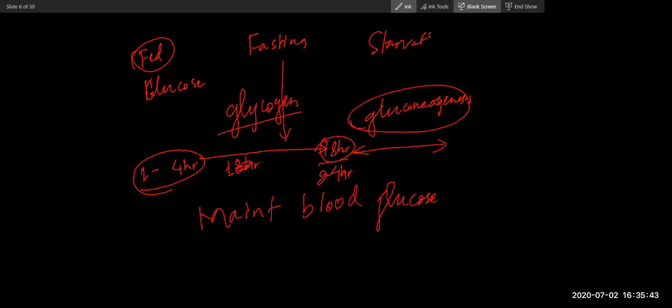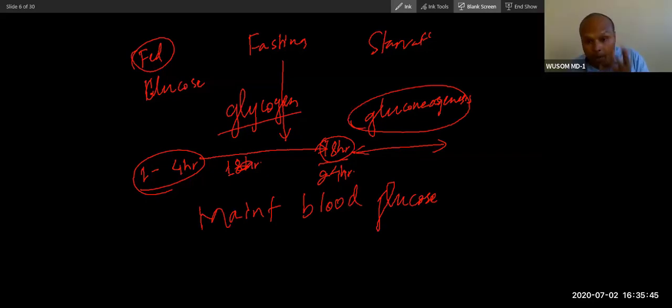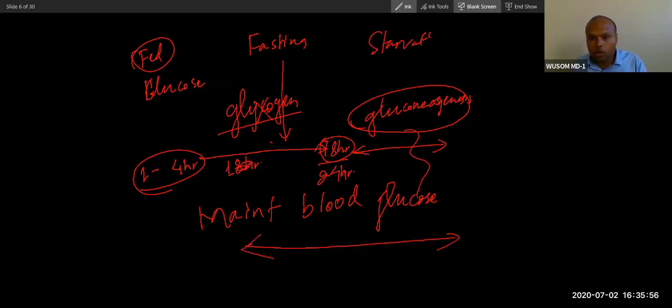Gluconeogenesis. And actually for a baby, this glycogen storage is very less. This is for an adult. So what will happen for a baby? This gluconeogenesis becomes very important for maintenance of blood glucose.